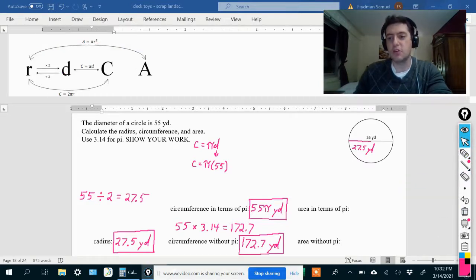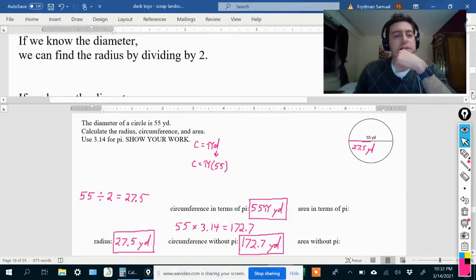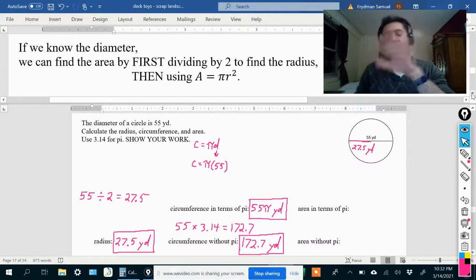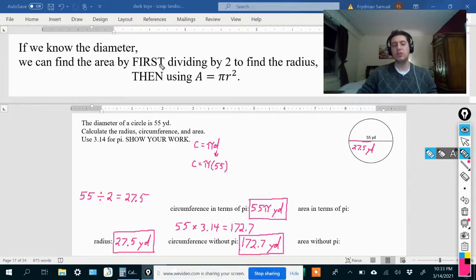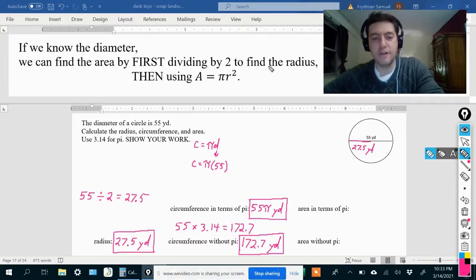And now let's scroll down over here. I'll just leave that on the screen, even though I forgot to do it for the other ones. So if we know the diameter, we can find the area by first dividing by 2 to find the radius. And then once we know the radius, we can use A equals pi r squared to find the area. Now, I'm not going to redo the work for this part because we already did it over here. We divided the diameter by 2 and we got 27.5 yards as the radius. So we already did the first step here. I'm just going to write the second step over here now.